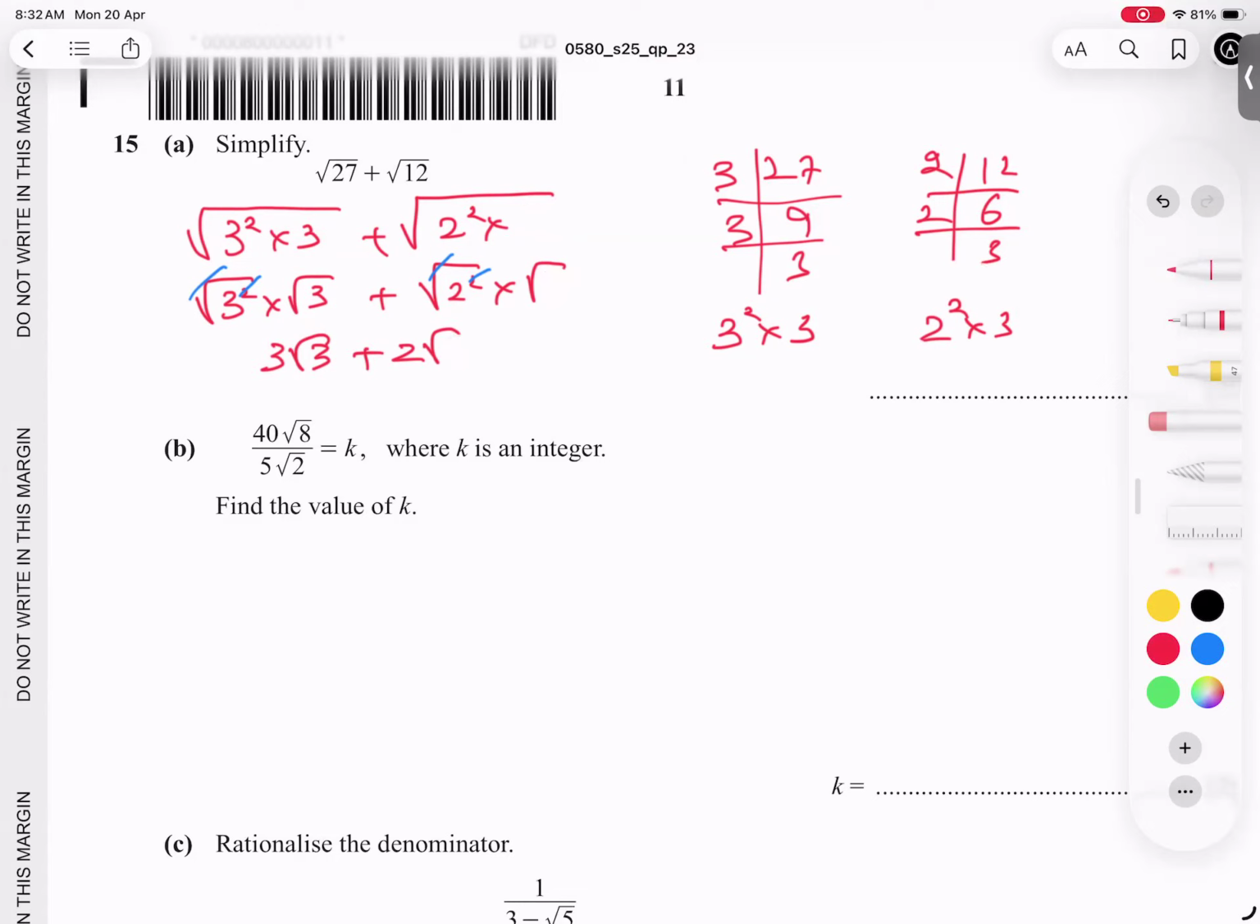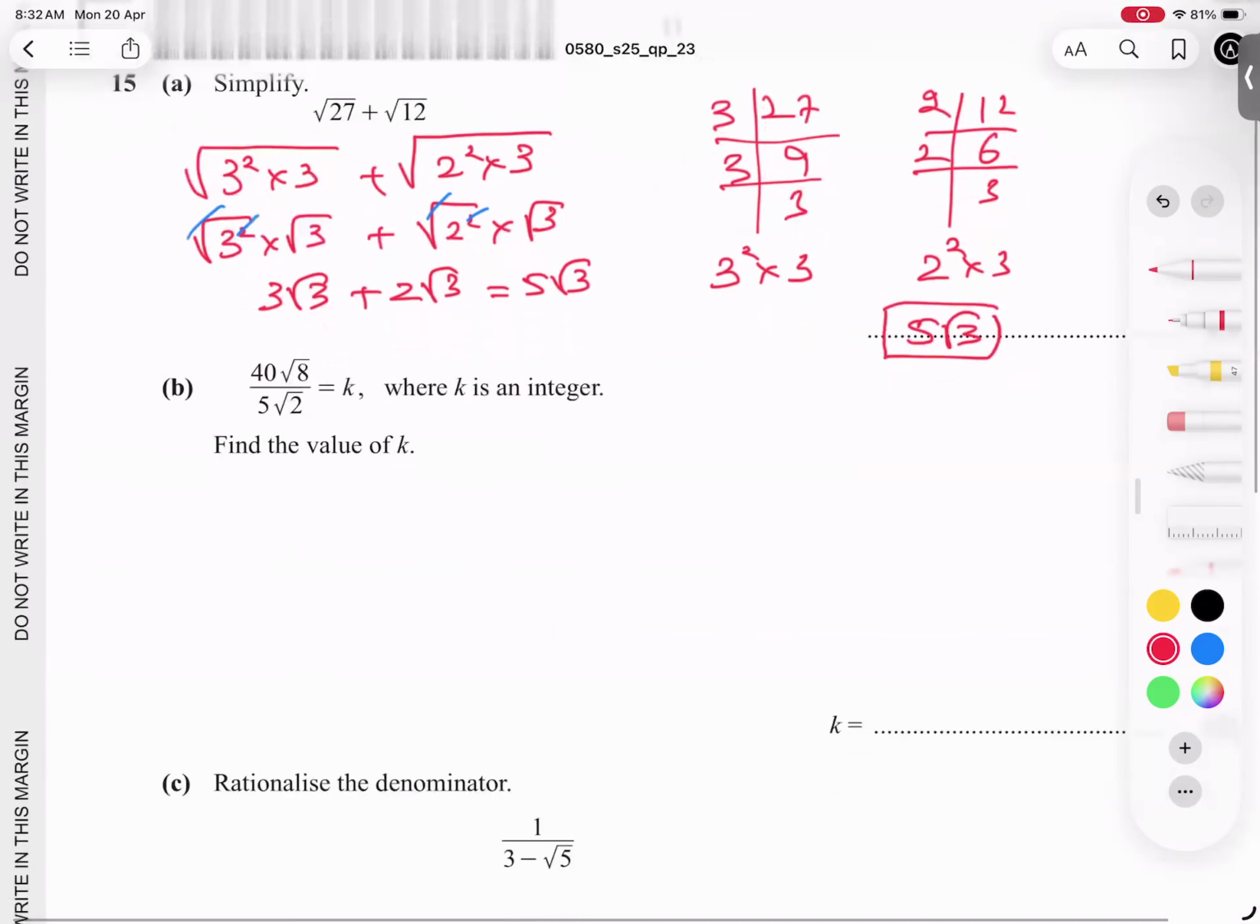You can see even this is the same. So 3 and 3 and 3. So 3 plus 2, 5, because this root 3 is the same, you can add. So the answer turns out to be 5 root 3. So I'm writing here 5 root 3 in a box. Okay, students, let's go for the next one.